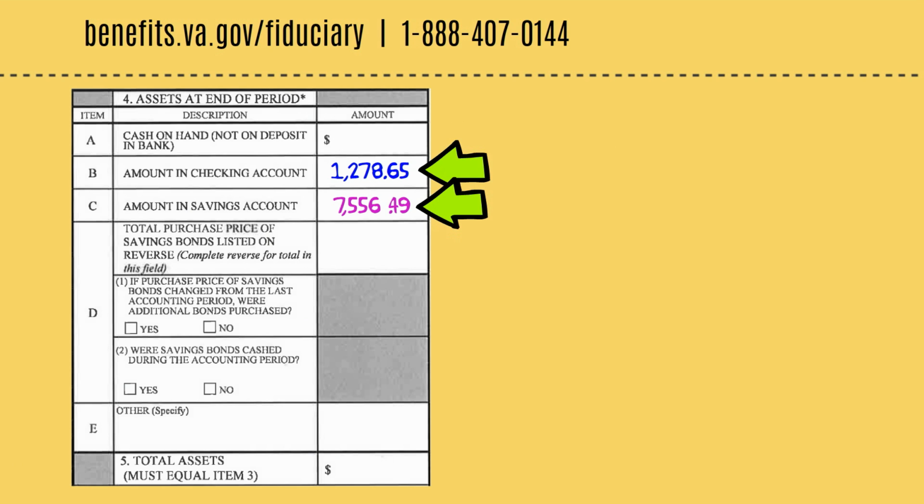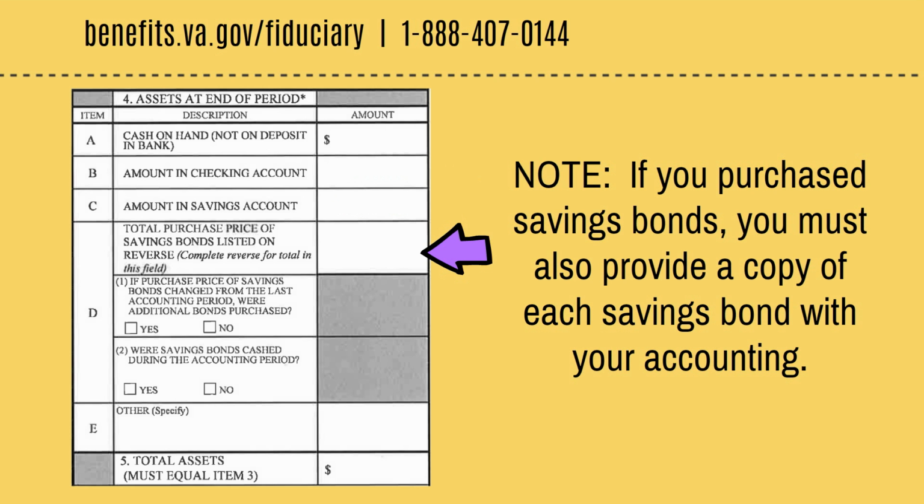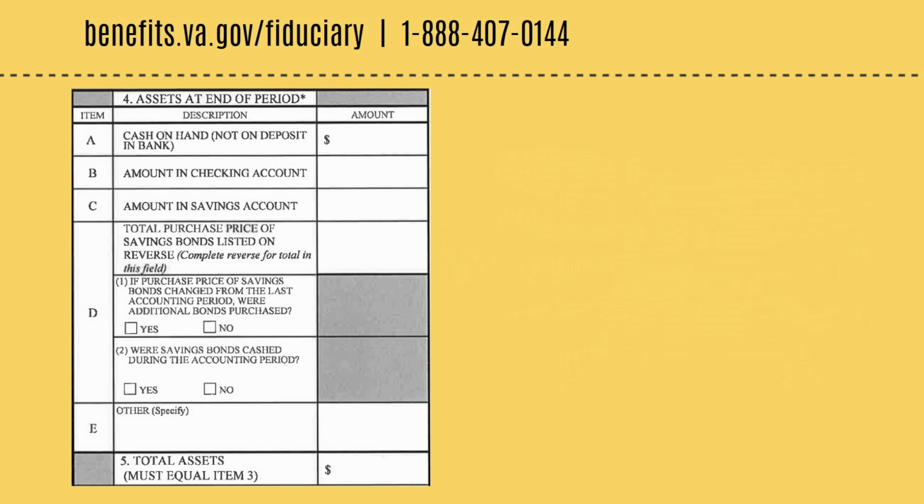In this case, we can see that we have $1,278.65 in the checking account and $7,556.49 in the savings account. If you have multiple accounts, combine them here. Document any savings bonds in Section D. There is additional room for savings bonds on page 2 of this form. Here's an important note. If you purchase savings bonds and are listing them here, you must also submit a copy of each savings bond with your accounting. Finally, under Item E, specify any other issues which would impact the total assets, such as outstanding checks.